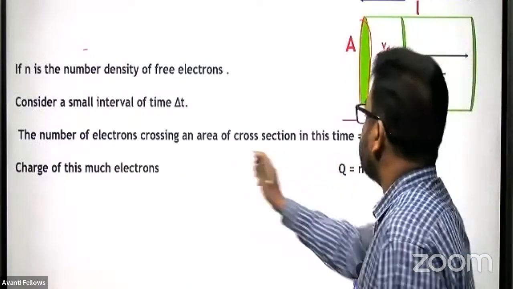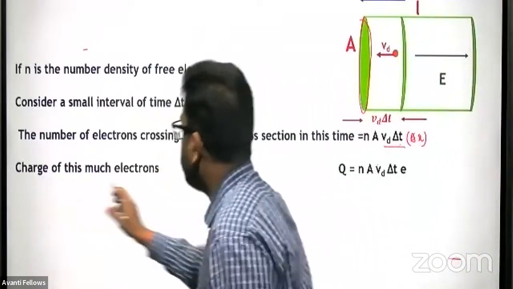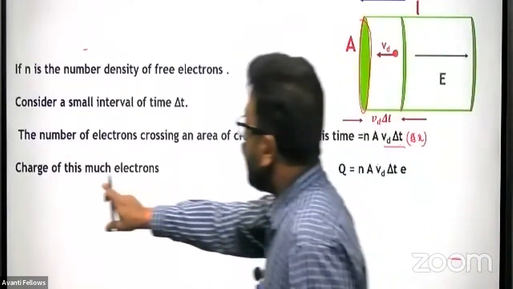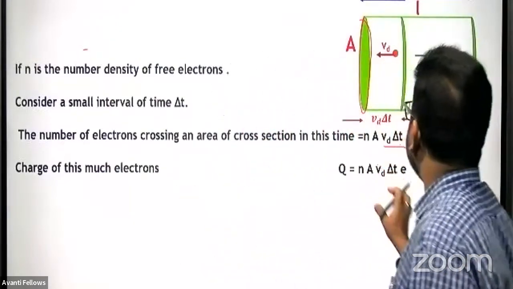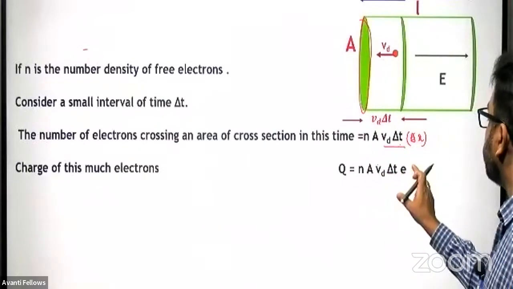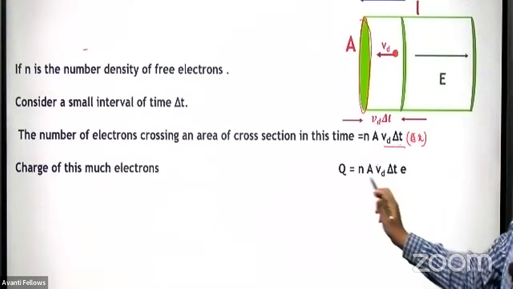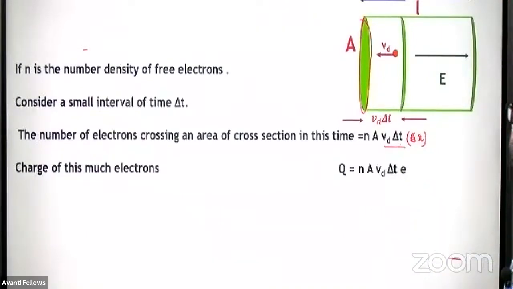So this is the number, and now the charge of this much number of electrons will be equal to this number multiplied by charge of each electron. So that will be n A Vd delta t multiplied by charge of an electron, e. So this is the total charge of this much electrons.